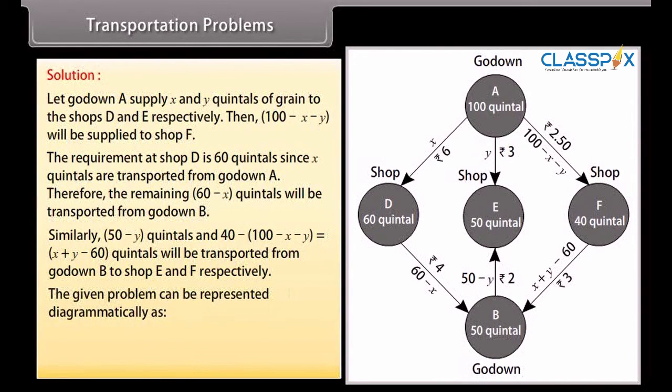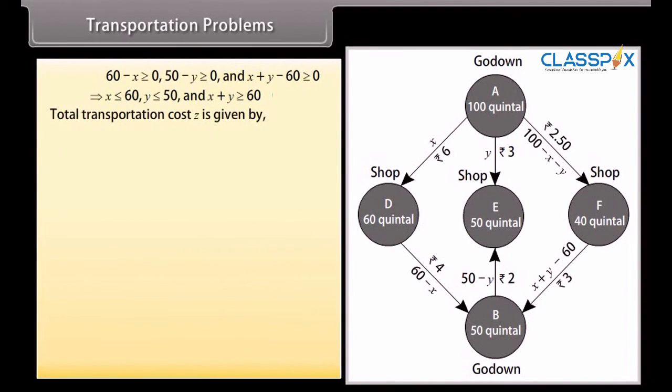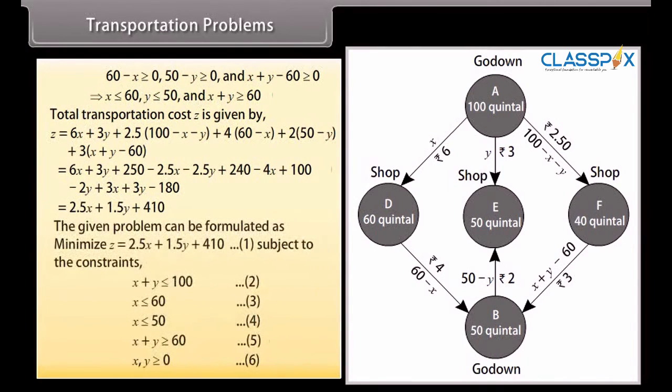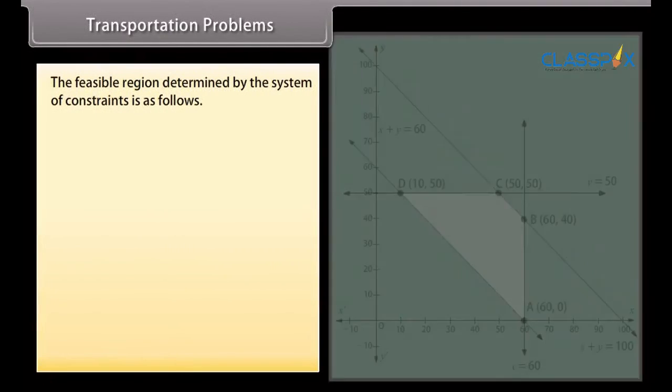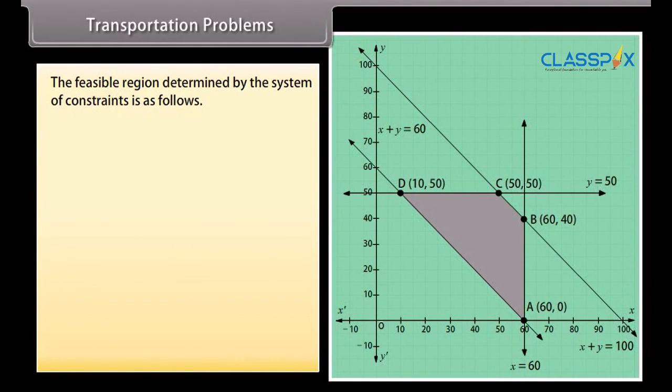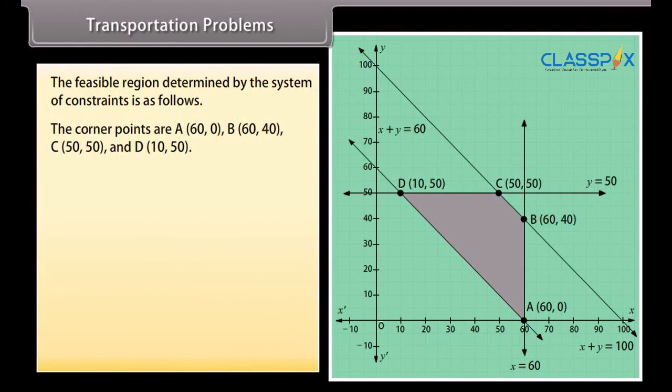The given problem can be represented diagrammatically. Total transportation cost Z is given by the following. The given problem can be formulated as: minimize Z equals 2.5x plus 1.5y plus 410. Mark it as equation 1. Subject to the constraints. The feasible region determined by the system of constraints is as follows. The corner points are A (60, 0), B (60, 40), C (50, 50) and D (10, 50).